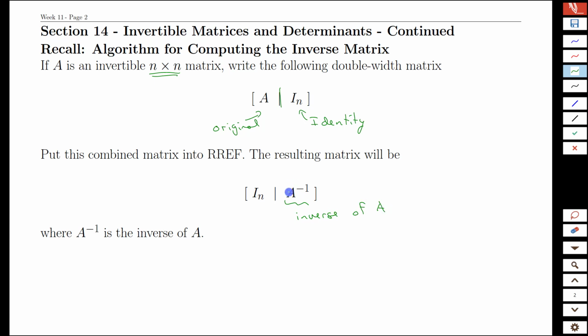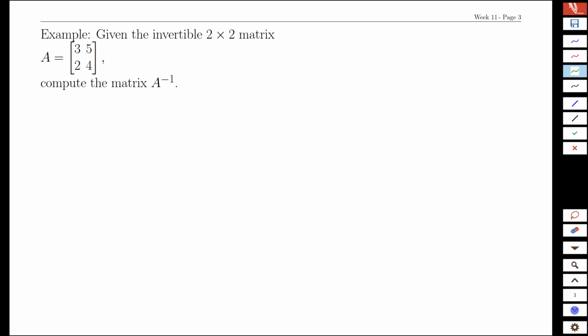Just to recap that, we'll start with a simple 2 by 2 matrix, and we're going to find the inverse of it. We begin by putting the matrix itself, the A matrix, in, and then the identity matrix, which is the ones down the diagonal and zeros everywhere else. So this is our I sub 2 for a 2 by 2 identity matrix.